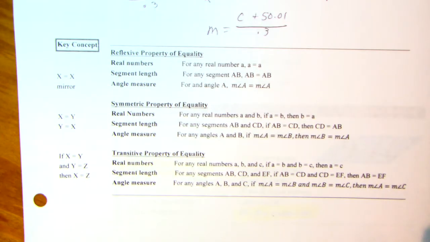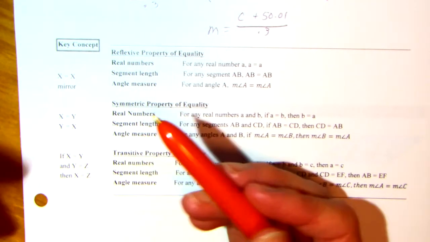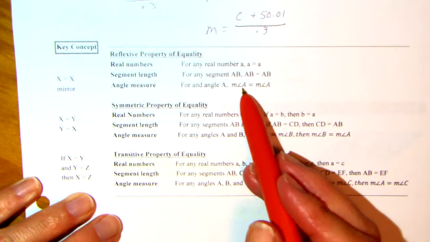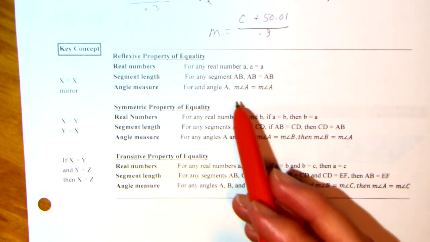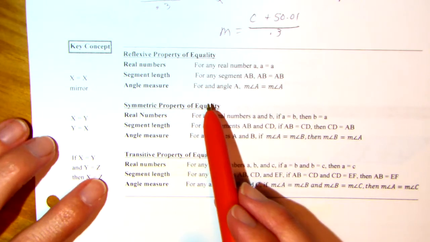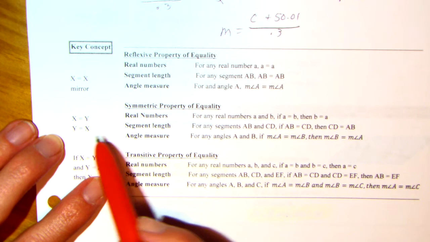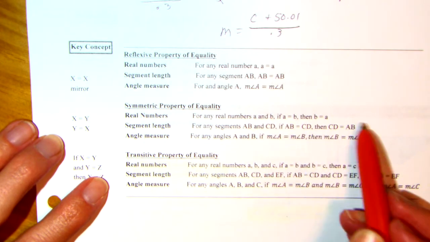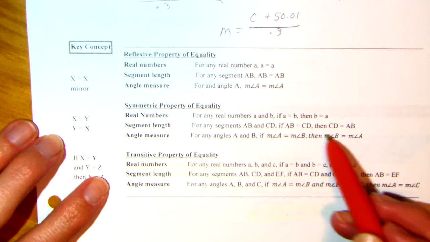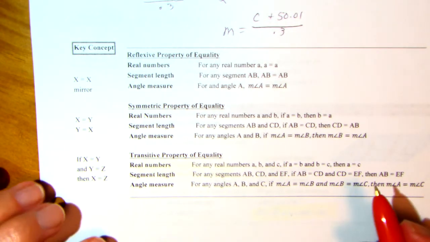Here we go. More key concepts. Reflexive. Basically, I call this the mirror. X is equal to X. AB is equal to AB. Angle A is equal to angle A. That'll come in handy. You'll see why. Symmetric property. X is equal to Y, so Y is equal to X. If A equals B, then B equals A. If AB equals CD, then CD equals AB, etc. So you can switch things around.